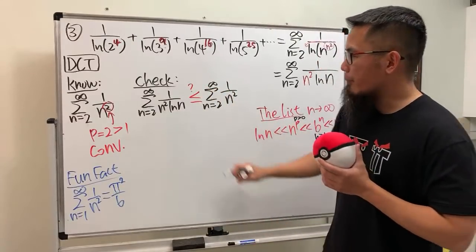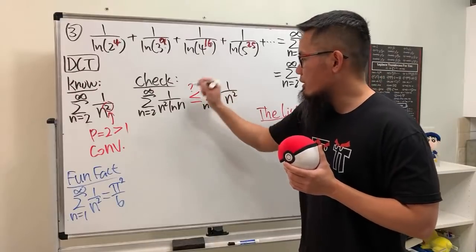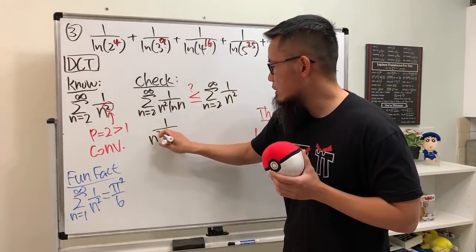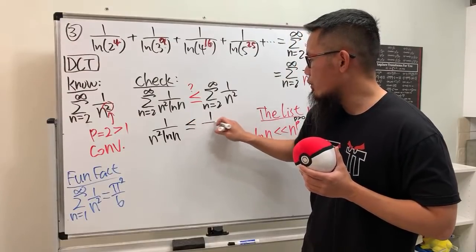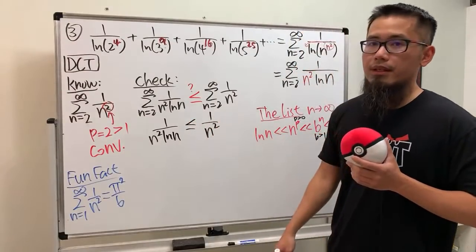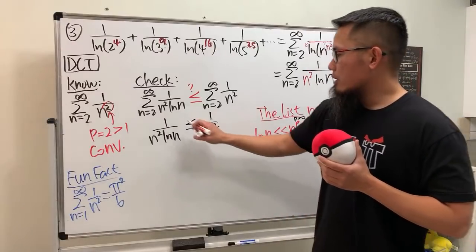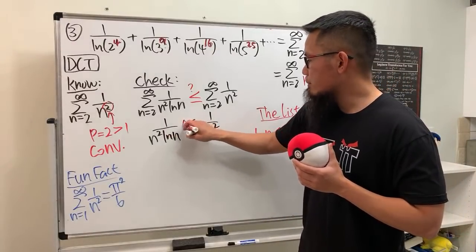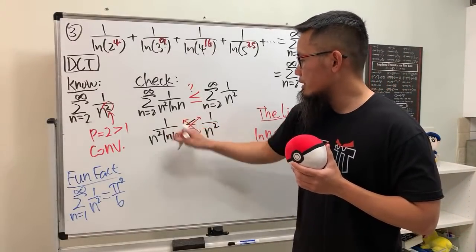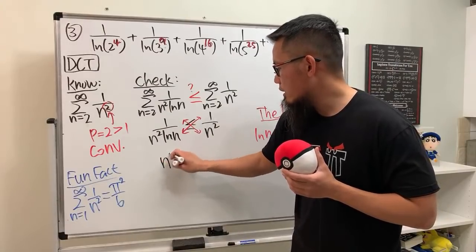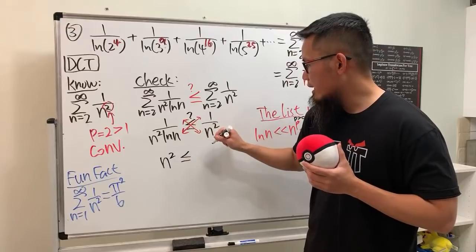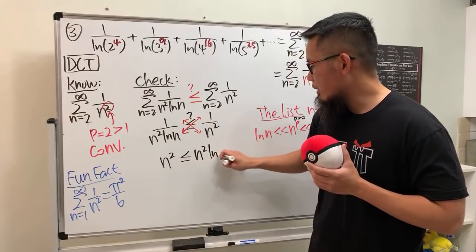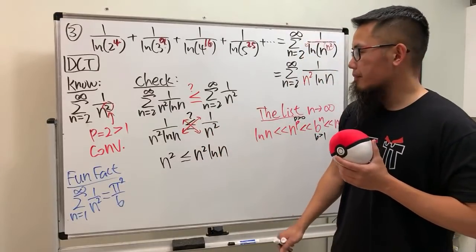Now, here's the deal. Just lose the summation. We have 1 over n squared ln n. Is this less than or equal to 1 over n squared? Well, everything is positive. We can cross multiply real quick. Put this here, we get n squared. And then put that here, we get n squared times ln n, right?